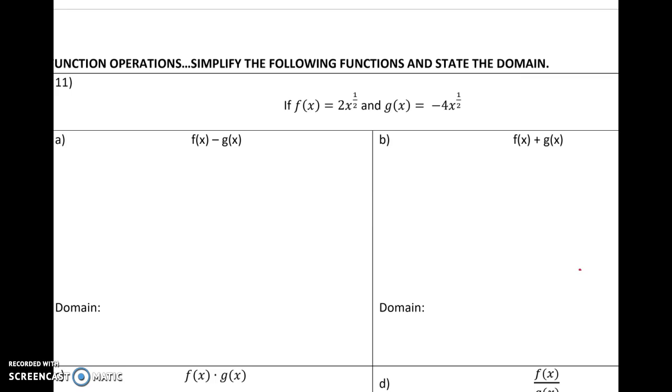All right, now we're entering the function operations. And this is probably where it gets a little bit tougher. We're going to be putting these two functions together. And we're going to be subtracting them, adding them, multiplying, and dividing them, and also looking at their domain issues.